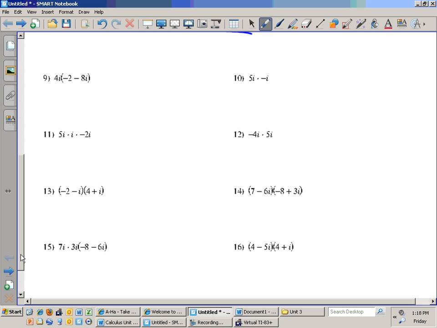Number 9. If we multiply, we distribute, and watch what happens. If you take 4i times negative 2, anybody want to guess what you get? Negative 8i. But now when we do 4i times negative 8i, we get a negative 32i squared. Now, we can simplify i squared. Nathan, what is i squared? Negative 1, which would make that a positive 32.